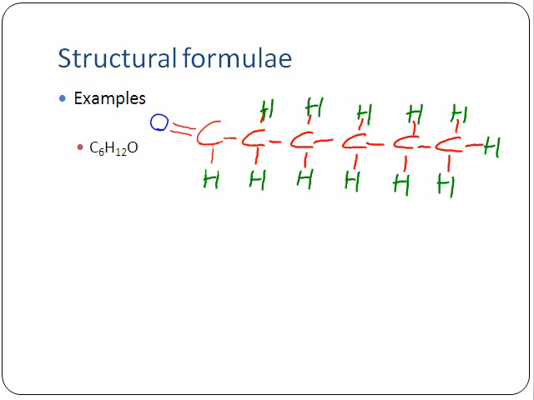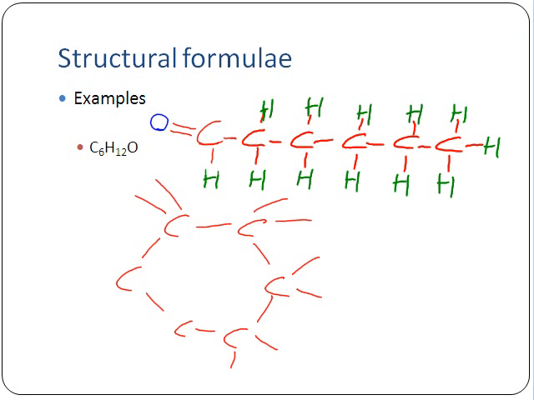Now, let's try another one. C6H12O. Instead of putting the C's in a line, I am now going to do them a little differently. Bond, bond, bond, bond, bond, bond. We have a circle. It's called cyclohexane. And so each C needs 4. So we've already got 2 because they all connect to the other 2 C's. So we need 2 more. So now each C would have 4 bonds here.